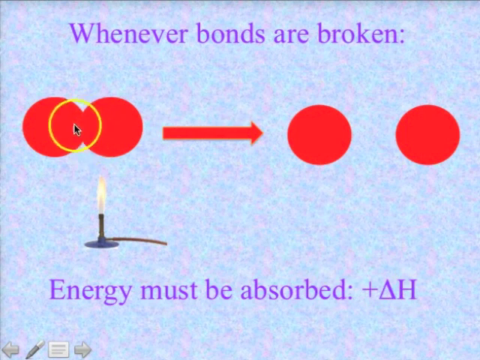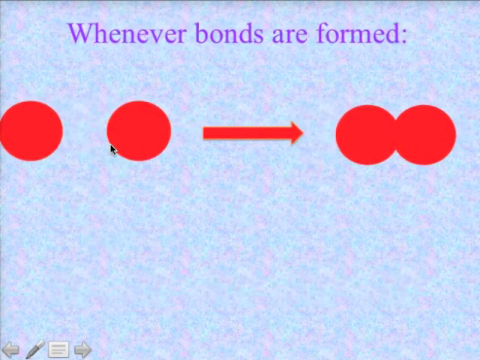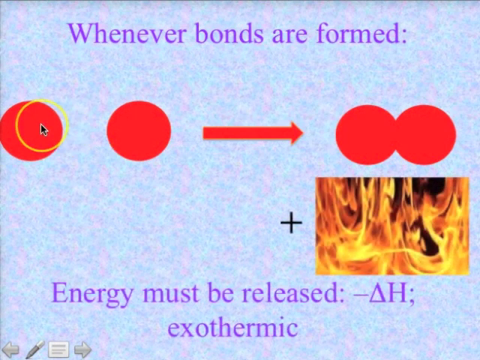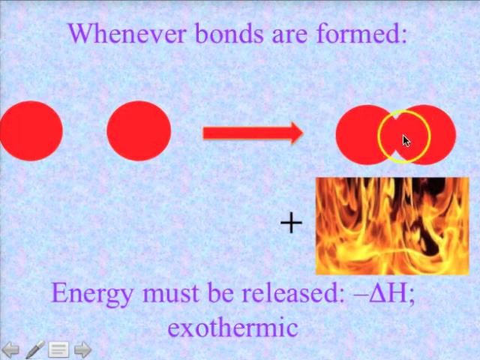So if we want to break a chemical bond, we're talking about an endothermic process. Energy is absorbed. Whereas if you have two atoms coming together to form a chemical bond, energy has to be released. The product is of lower energy. The bond formation is of lower energy than the two atoms separated. So when they come together, energy is released, and that is a negative enthalpy, minus delta H.